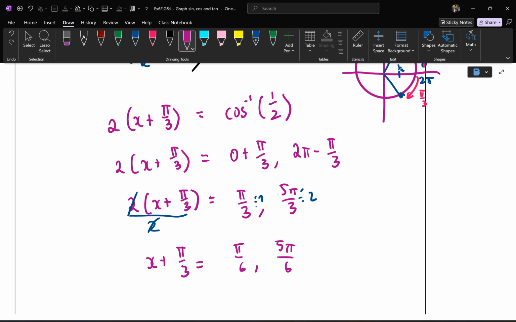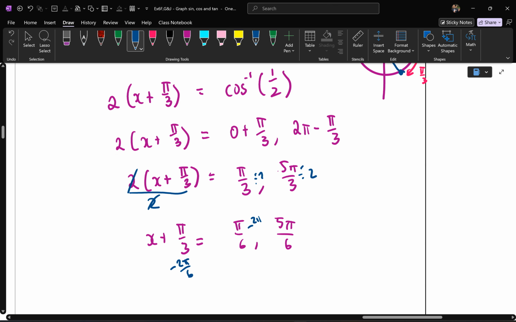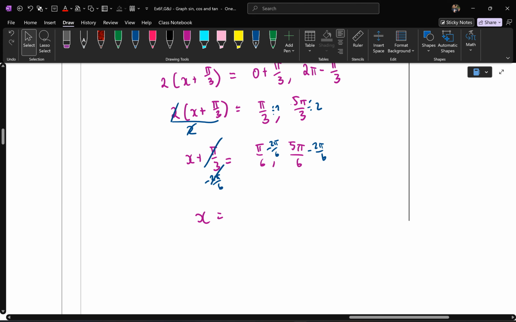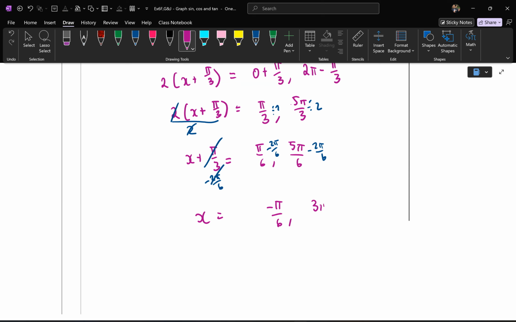And your final step to get x, get rid of the pi on 3. So here we go, subtract pi on 3 on both sides. But since the denominator is out of 6, in my mind, I would convert the pi on 3 into denominators of 6, which is the same thing as saying 2 pi on 6. That's the same thing as saying minus pi on 3. So if you minus 2 pi on 6 on both sides, that just tells you x could equal to 1 take away 2 is negative pi on 6. 5 take away 2 is 3 pi on 6.